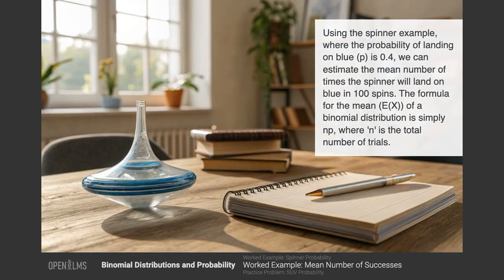Using the spinner example, where the probability of landing on blue, p, is 0.4, we can estimate the mean number of times the spinner will land on blue in 100 spins. The formula for the mean, E(X), of a binomial distribution is simply np, where n is the total number of trials.